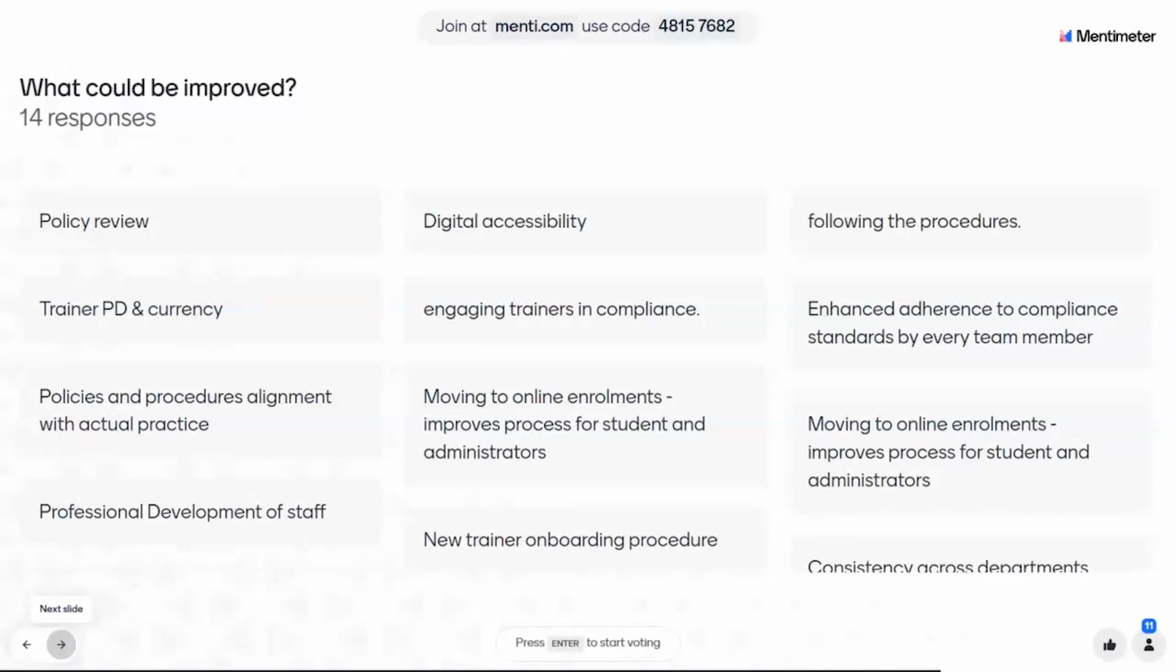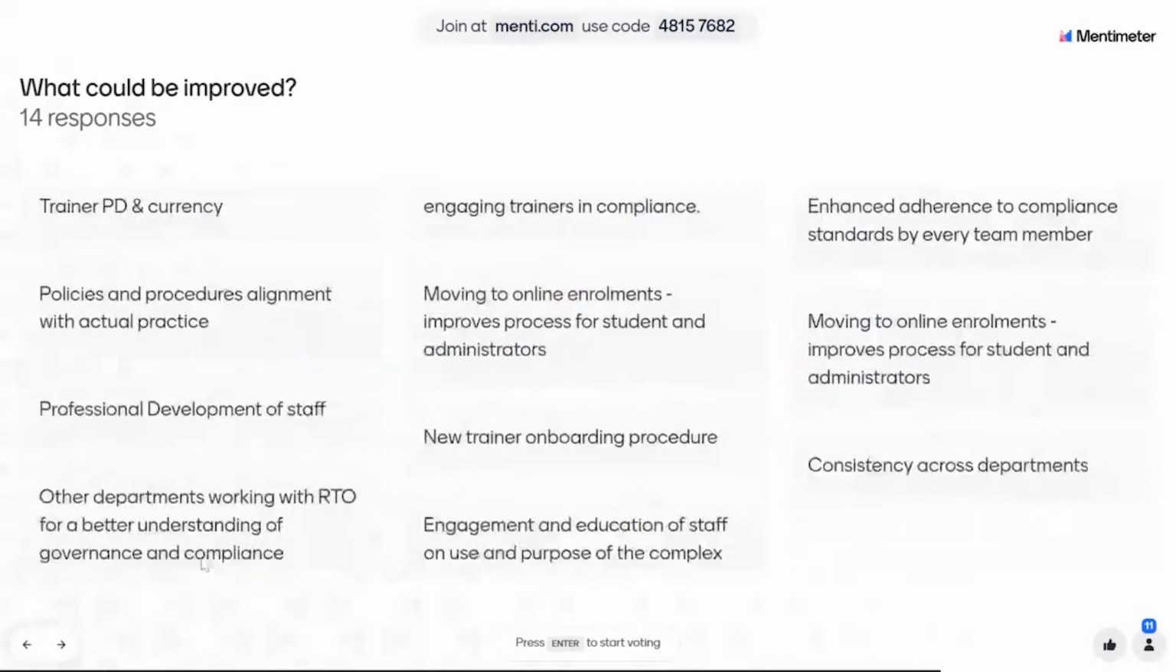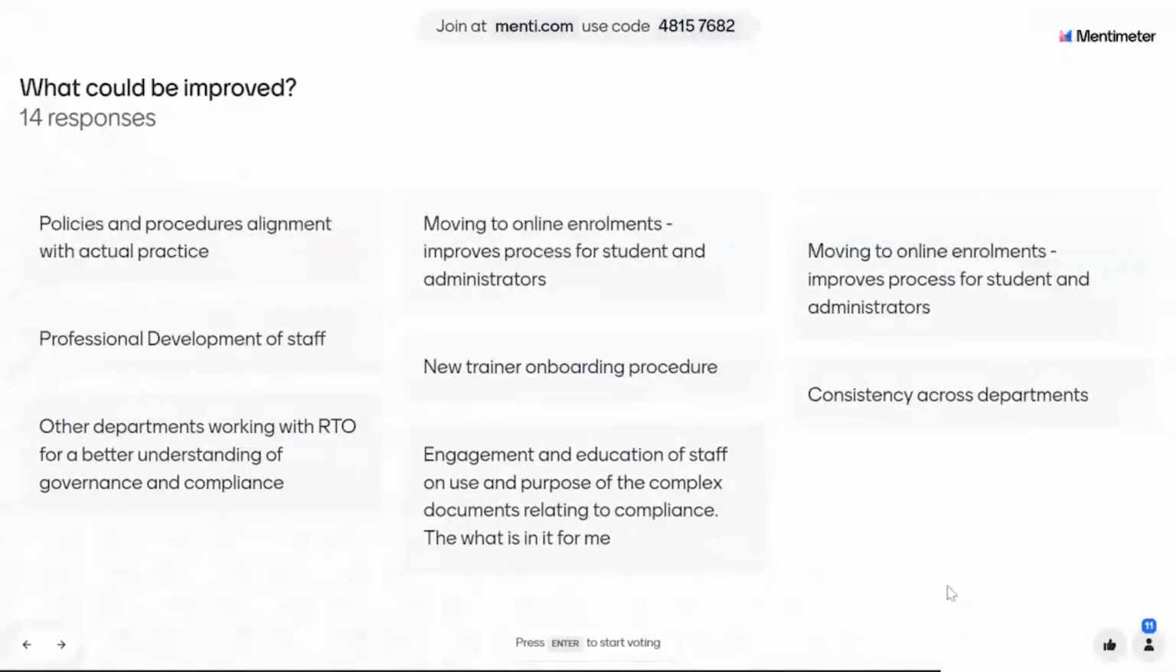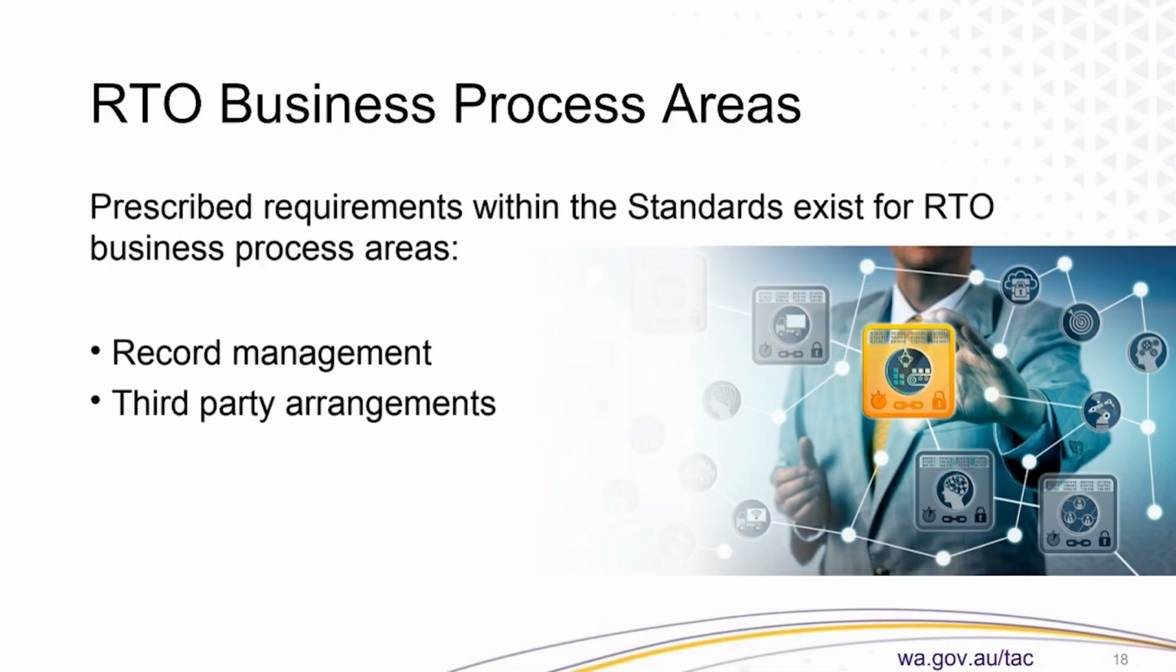Policy reviews, following procedures, again, digital accessibility. Sometimes it's very hard to find information in organisations. Development of staff, consistency across departments, new trainer onboarding is incredibly important. How do we expect them to do things our way if we don't show them what our way is and help them to do that? Yes. Development of staff, currency is in there, all things that, again, while we don't necessarily want to see what's not working well, in fact, this is a great list. And it's the kind of thing that we actually see in many, many RTOs, that these things do not work well. So it gives us a nice little snapshot to think about what we might be able to do in our RTOs.